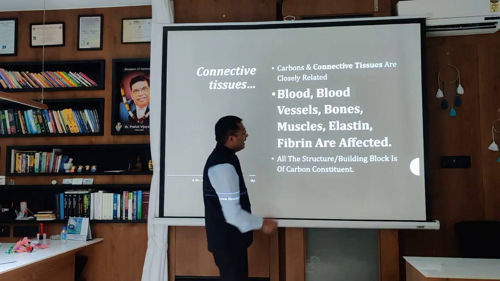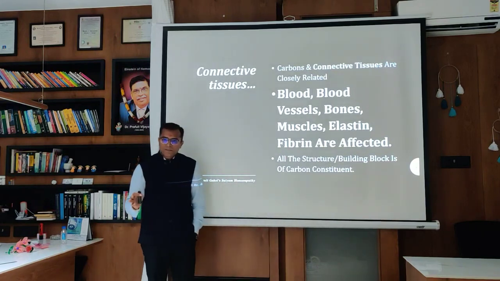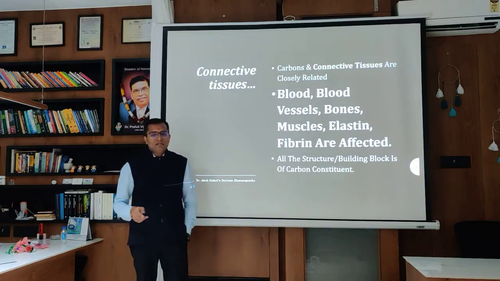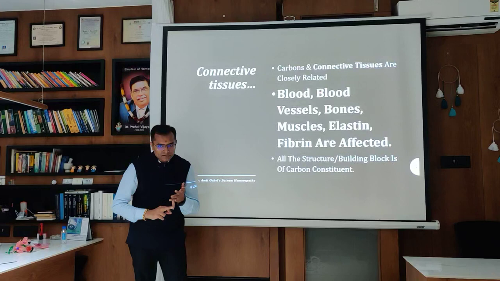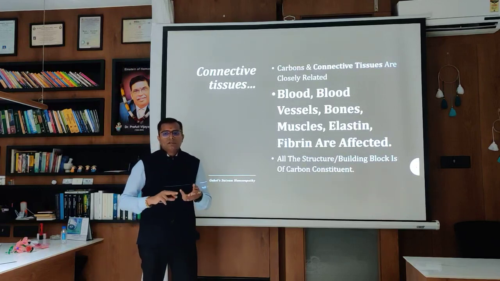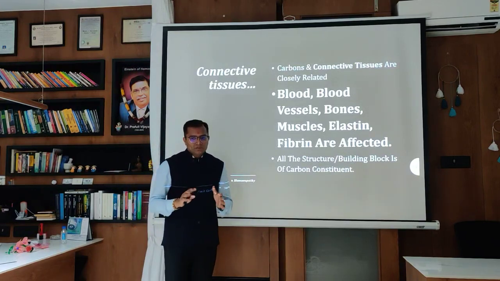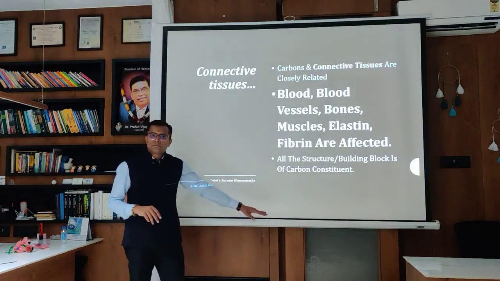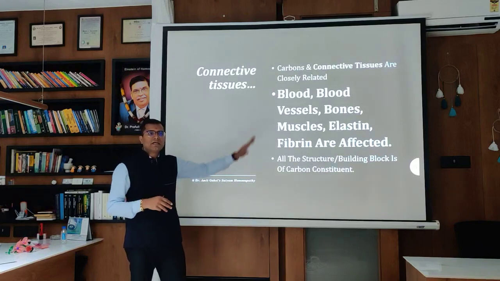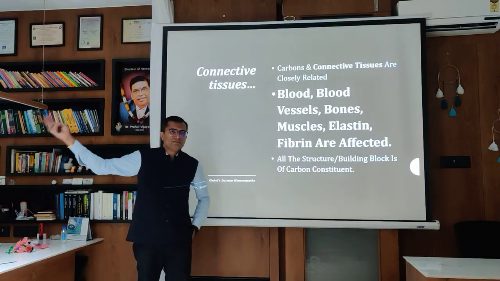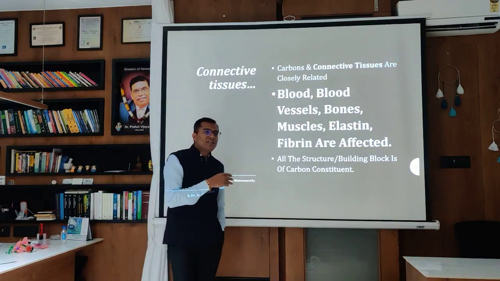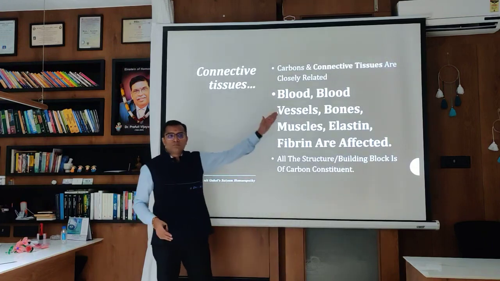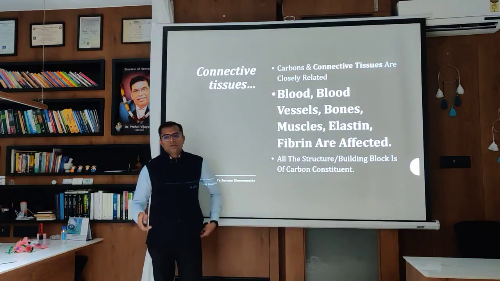So now what happened? It happened everything at the connective tissue level. So carbon acts on connective tissue, and it acts on the blood vessels, bones, muscles; elastin and fibrins are affected. So all the structures or building blocks of the body contain carbon. Because carbon is a component of everything, carbon is everywhere. What we learned in the first slide is that it is a component naturally abundant in every organic and inorganic cell. So this is what happens in most of the components.